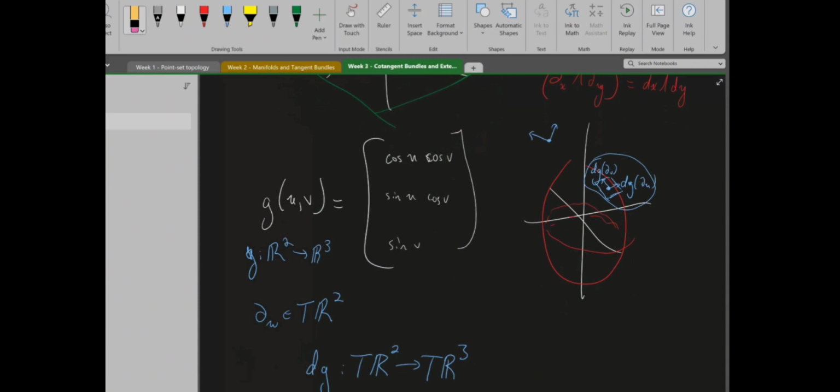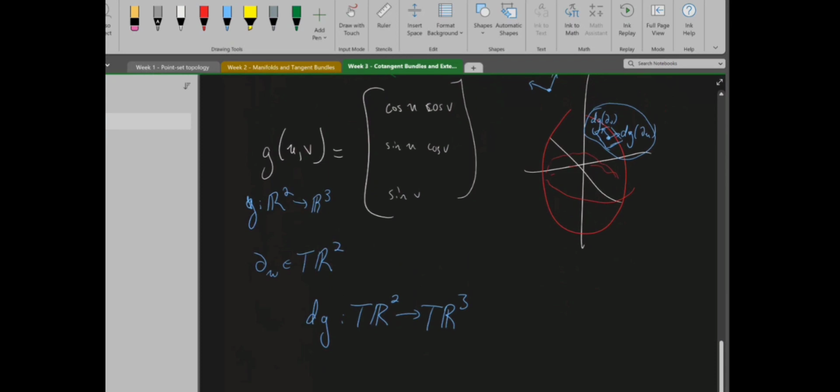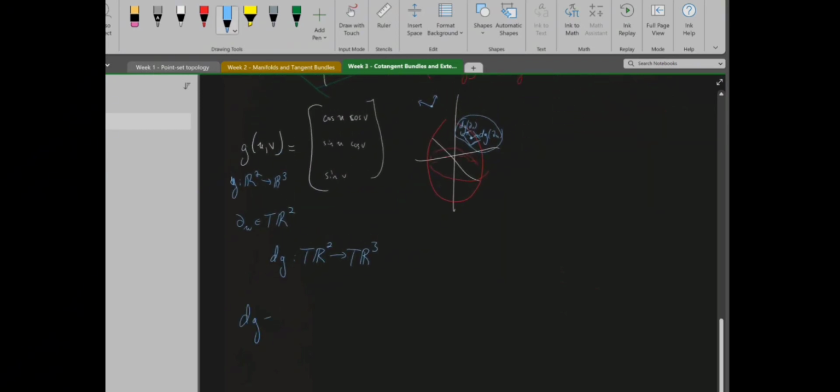So let's see. I think these are just nice. I think they're fun. So let's actually look at dg. So what's dg? That's going to be negative sine u cosine v du minus cosine u sine v dv, yes.